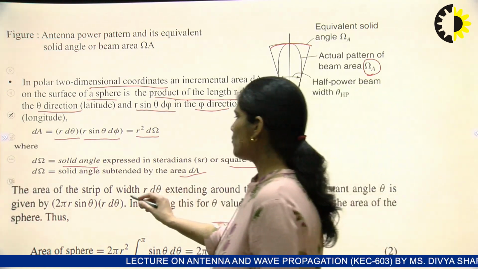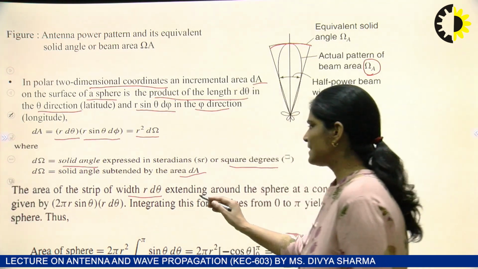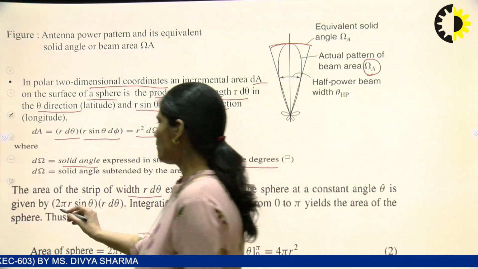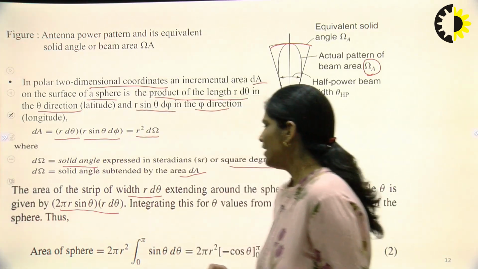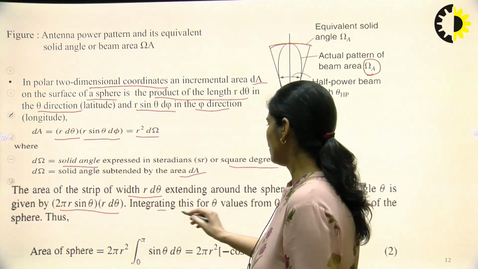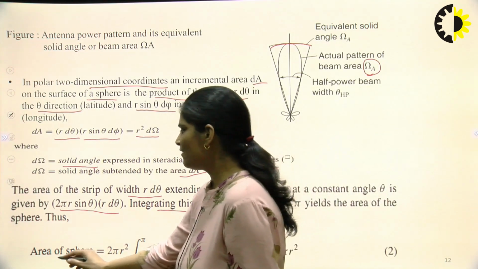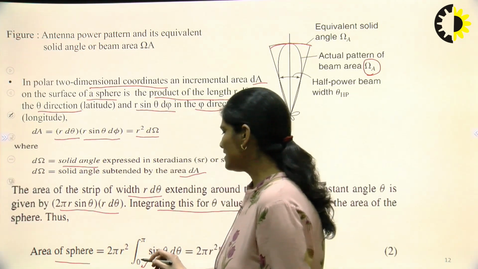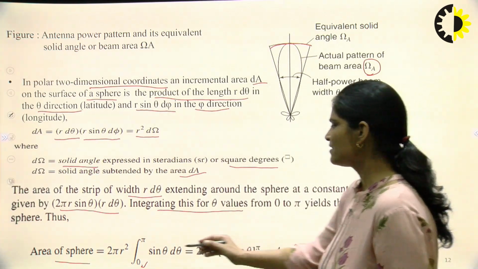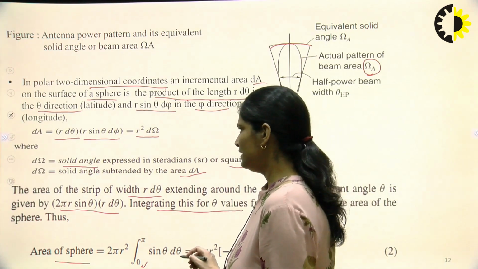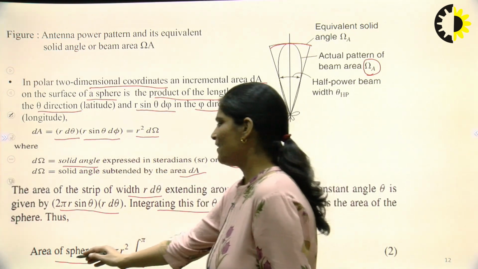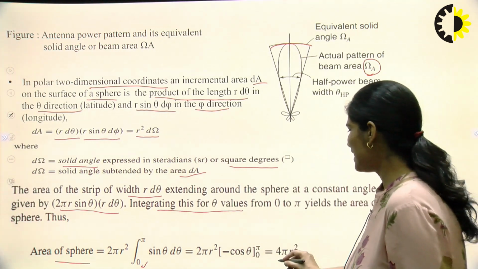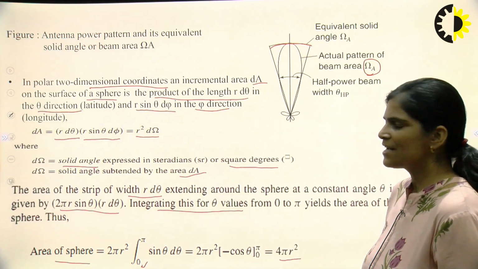Now the area of the strip of width r d theta extended around the sphere at a constant angle theta is given by 2 pi r sine theta r d theta. If you integrate it over theta values, you can find the area of the sphere. The area of the sphere is 2 pi r square integral of sine theta d theta, where theta values are 0 to pi. So you can integrate it and find the area of the sphere, that is equal to 4 pi r square.